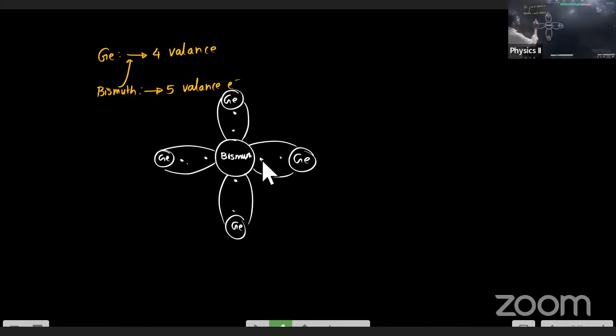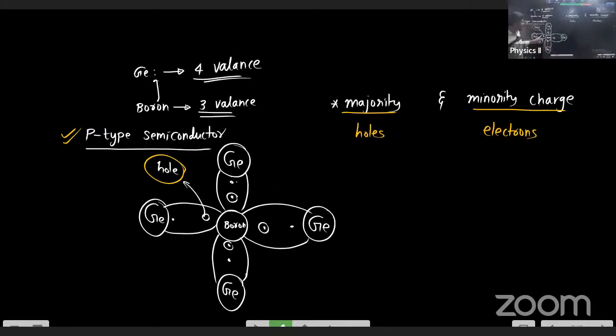But how many valence electrons are there in bismuth? There are 5 valence electrons. So one extra electron is here. Let us assume that electron is here. So here we are getting an excess number of electrons, whereas in the previous case we were getting one hole. That is the reason we call that one a p-type semiconductor.